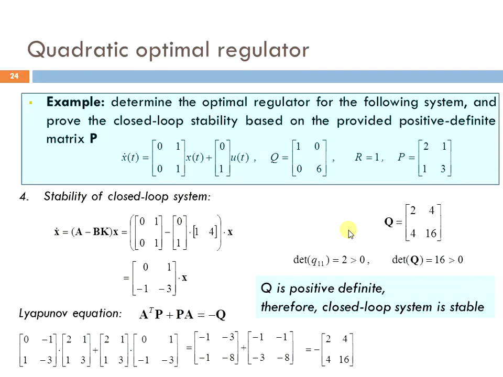So this brings us to the end of our discussion of state feedback controller design and all the aspects associated with it. The next topic that we are going to look at is sampled data systems and digital control systems.